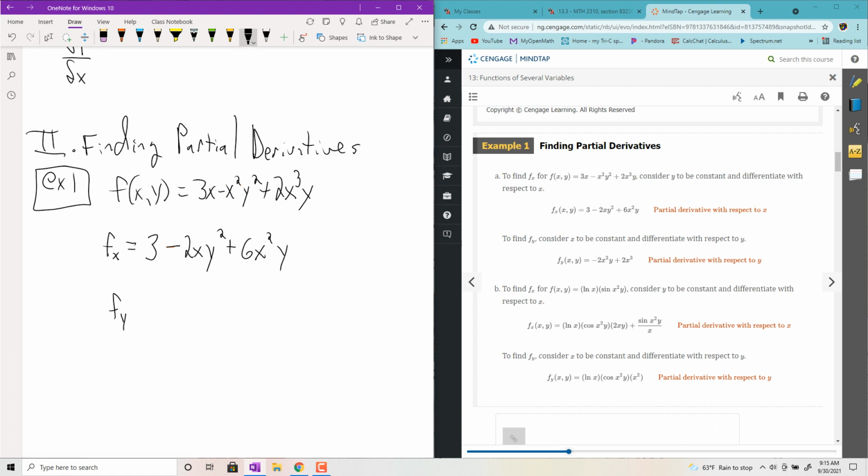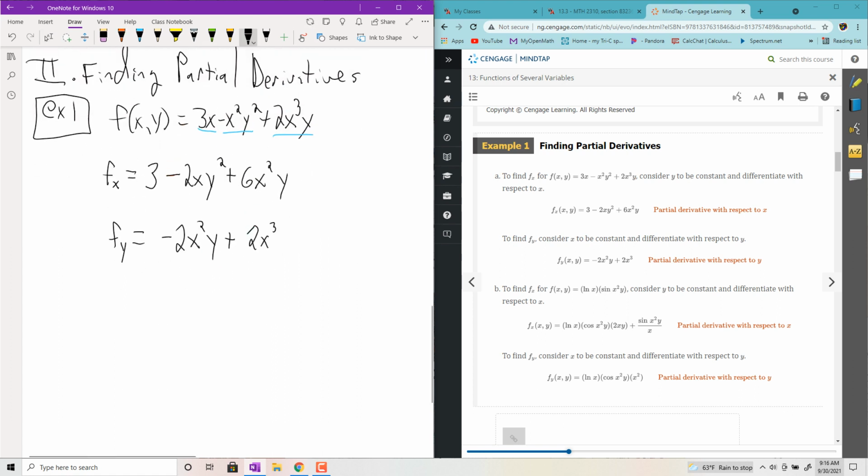Now let's do the partial with respect to y. Looking at the 3x now, because x is considered a constant, it's like taking the derivative of 3, and it's just going to be 0. The next term, the only variable part is the y squared, so you just leave the x squared alone. The derivative of y squared is 2y, so I'm going to end up with minus 2x squared y. And then the last term here, the only variable part is the y. So you leave the 2x cubed alone, and then the derivative of y is just 1, so you just end up with 2x cubed. Okay. That was part A.